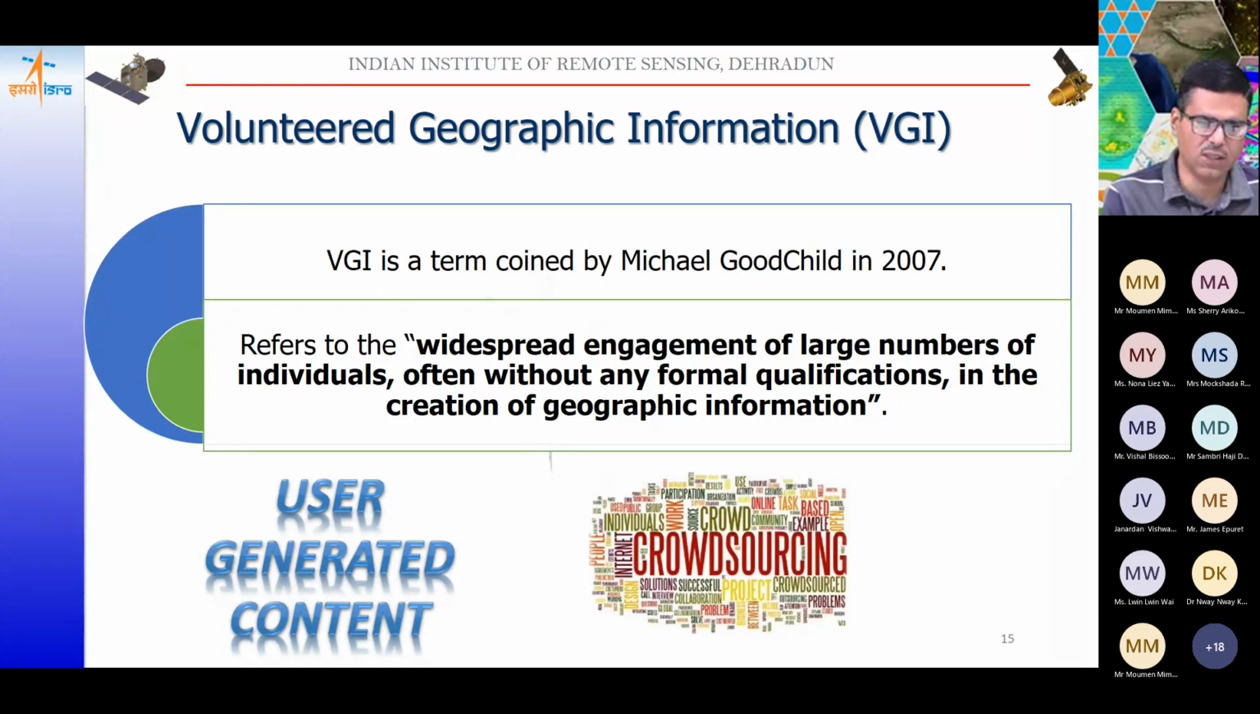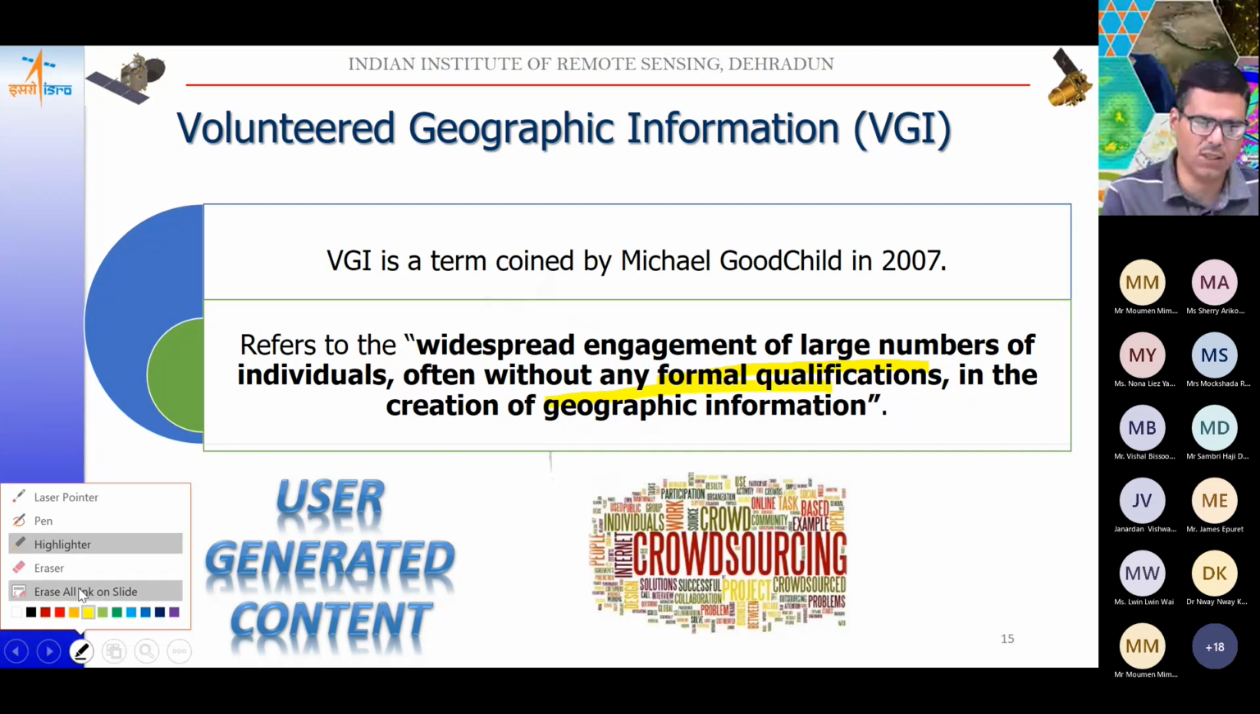First is VGI, or Volunteer Geographic Information. As mentioned, it was coined by Michael Goodchild in 2007 and primarily talks about user-generated content that is geographic in nature. We define it as widespread engagement of a large number of individuals or volunteers, often without any formal qualification. The important point is they are not specialists, they don't have a formal qualification or degree in geomatics or other subjects, but they support the creation of geographic information.